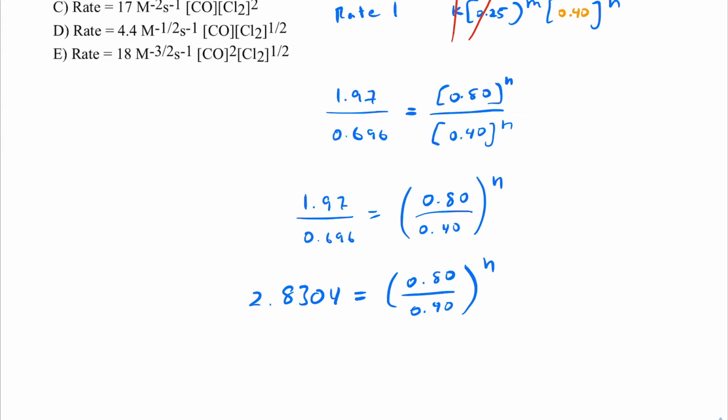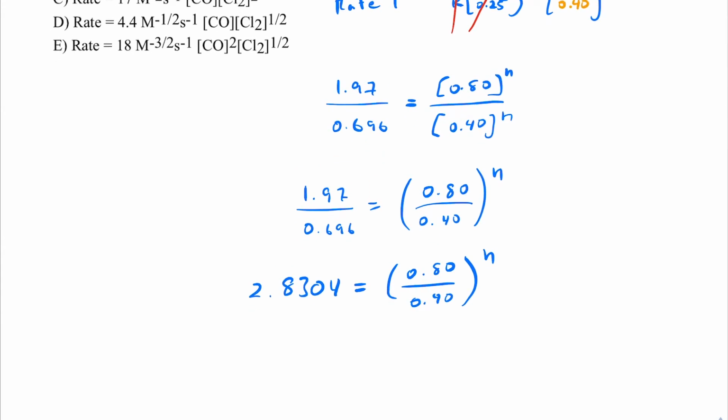Okay, notice this looks pretty similar to what we were doing before. The ratio of the numbers set to the nth power is equal to the rate change that we see here. It's pretty much the same thing, but this is how we derived the previous one. So then how do I solve for n?